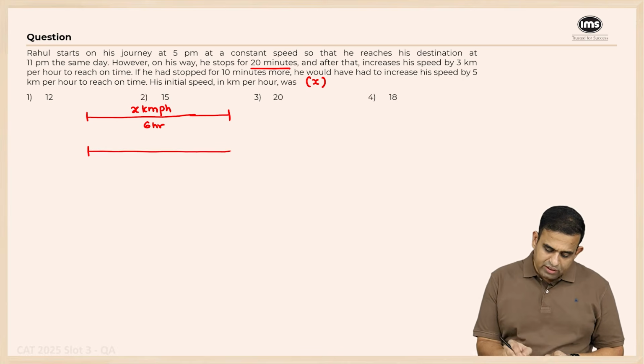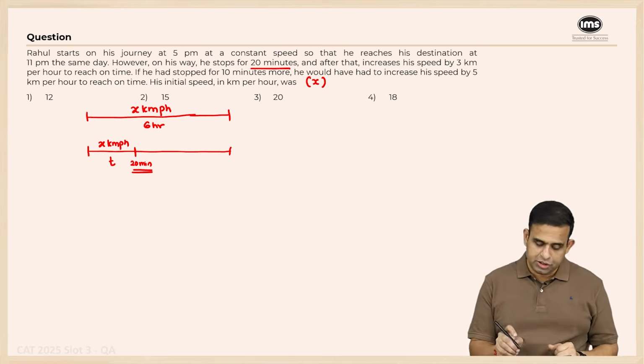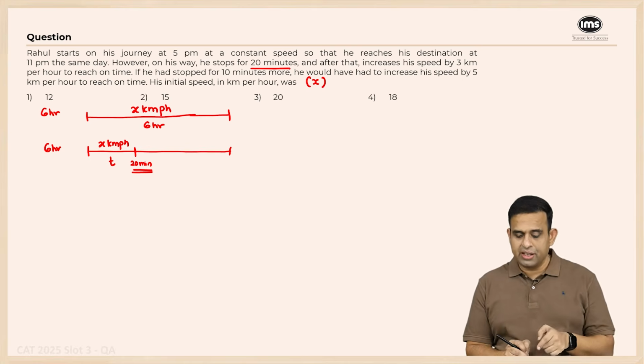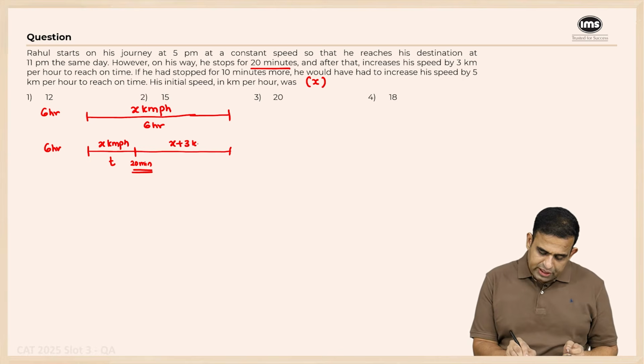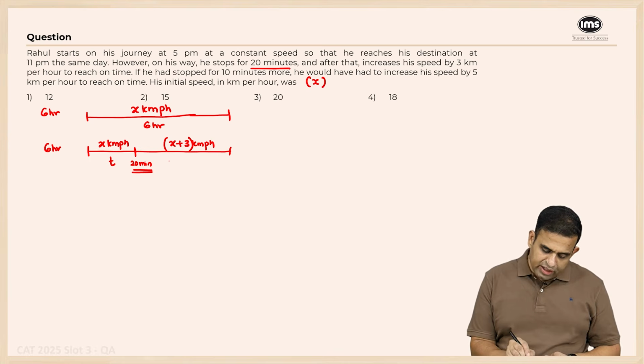In the second case, what has happened? You can say he has traveled, let's say, at the speed of x km/h for a certain time t. Then he took a break, one can say over here, of 20 minutes. And again, he was reaching on time. That means total time, including stoppage, must be 6 hours. Now, after this break, he has increased his speed by 3 km/h. So the new speed is x plus 3 km/h, and the total time for which he traveled at x plus 3 speed will be, one can say, 5 hours 40 minutes minus t.